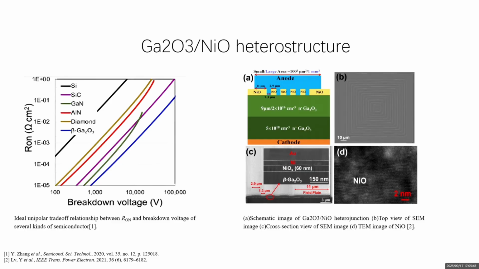Nickel oxide is one of the possible choices. In our process, we propose to reproduce the heterostructure shown in the right figure A by depositing nickel on the gallium oxide, followed by thermal annealing to oxidize nickel to nickel oxide.